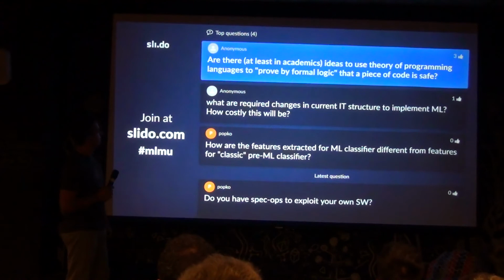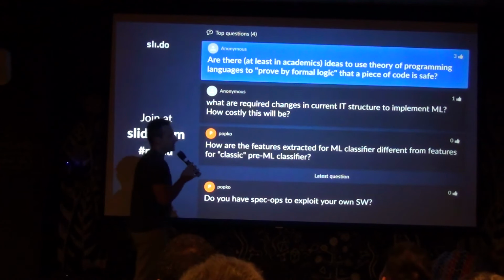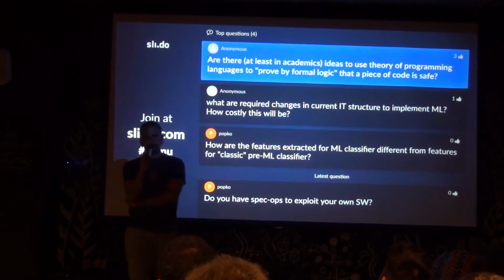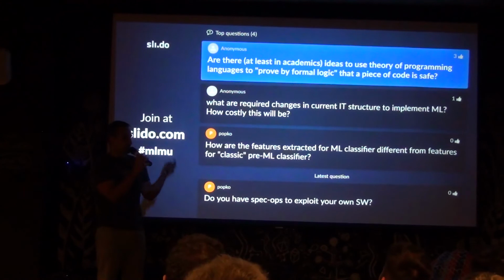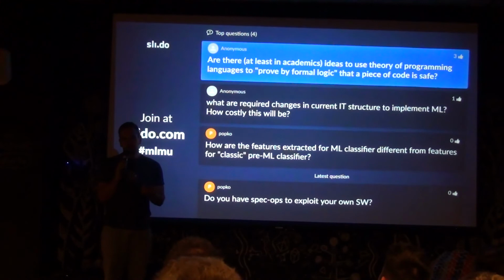Yes, so are there any languages to prove by formal logic that a piece of code is safe? There are attempts for it, but it's pretty hard, I would say. For example, there are even math proofs that you cannot say for sure if a sample is correct or not, because, for example, the halting problem exists, right? So it's an undecidable problem.